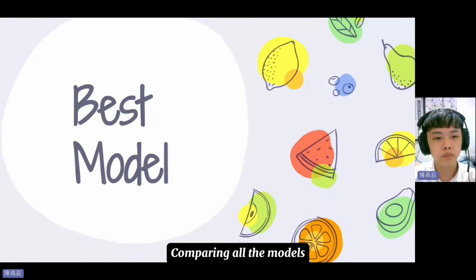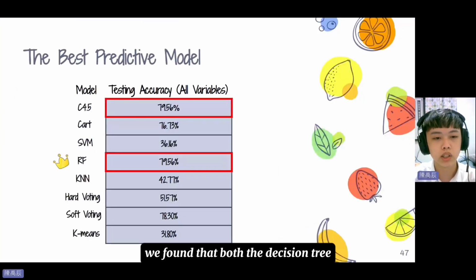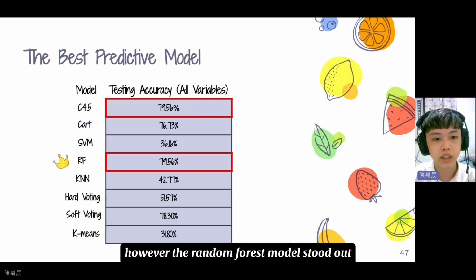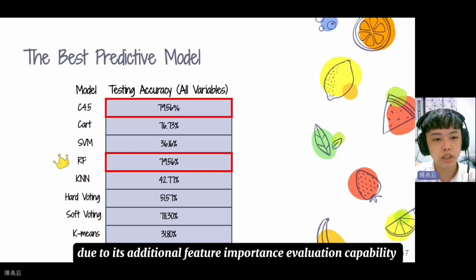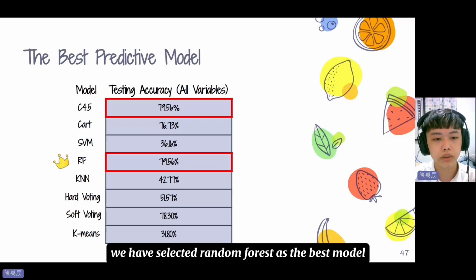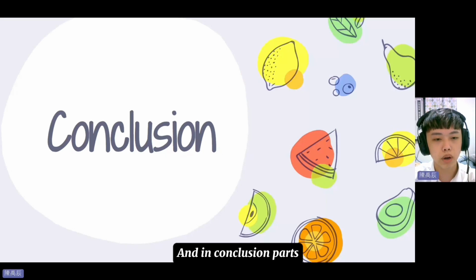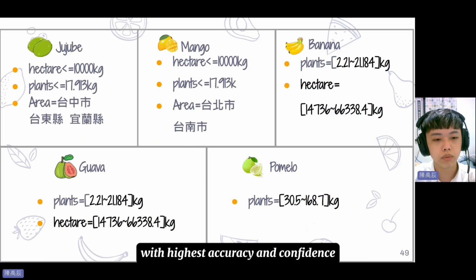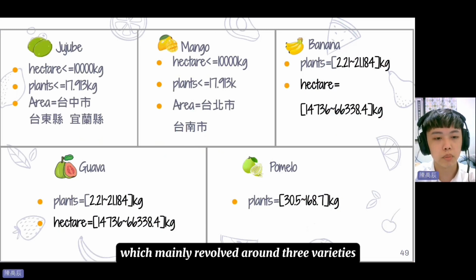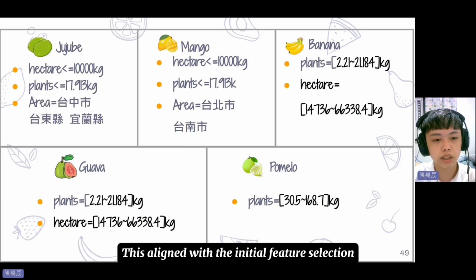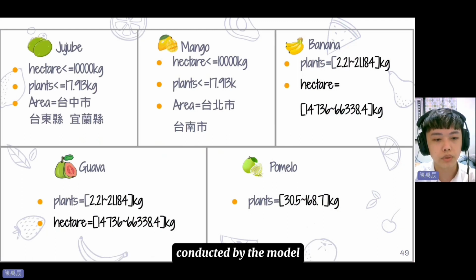Comparing all the models, we found that both the decision tree and random forest achieved the highest test accuracy. However, the random forest model stood out due to its additional feature importance evaluation ability. Therefore, we have selected random forest as the best model. And in the conclusion part, we summarize the rule with high accuracy and confidence, which mainly revolved around 3 variables: area, plant kilogram, and hectare kilogram. This aligns with the initial feature selection conducted by the model.